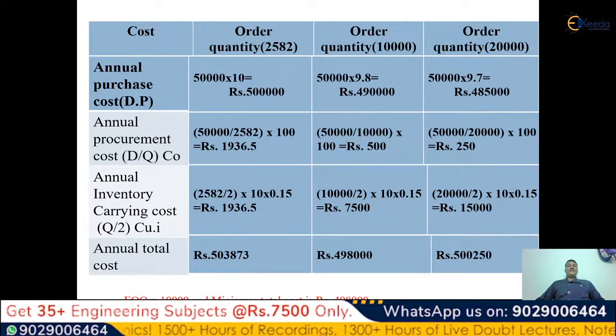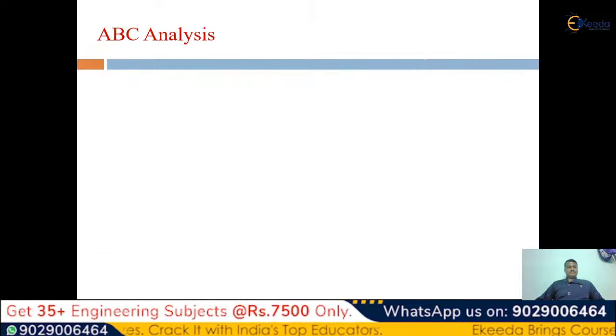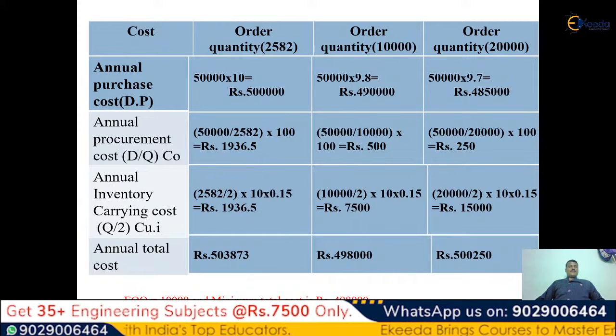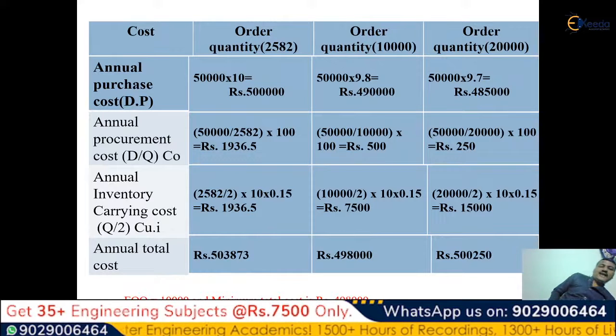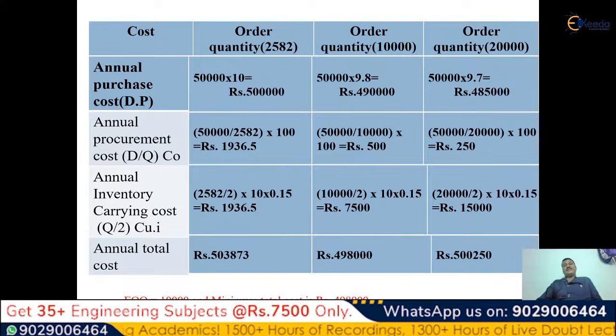This is how we find out how much order quantity is to be given for different models at different prices based upon different discounts and other prices. So, in this case, we have found out that the EOQ is 10,000 and the minimum total cost is 4,98,000. Based upon these inventory models, we have covered the inventory models and the discount models which can be utilized to calculate the optimal order quantity required. Up till here, if you have any doubt, or else we'll continue with the next topic, that is ABC analysis.